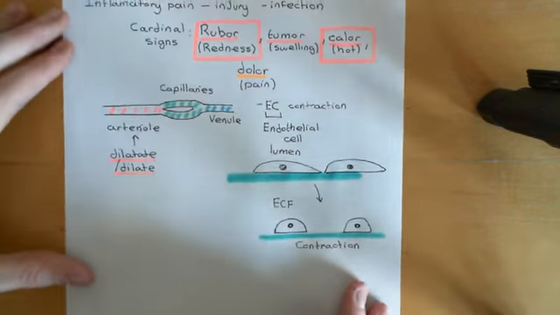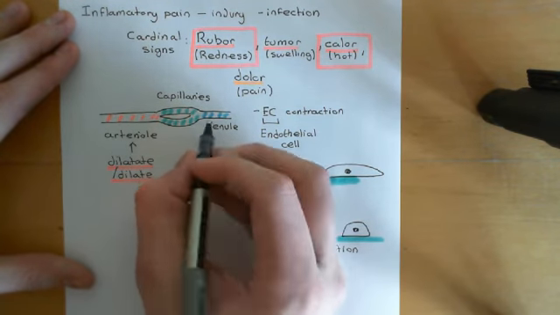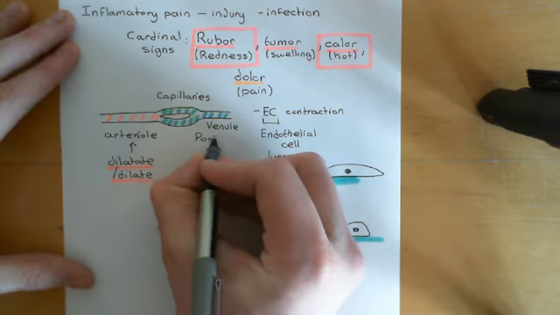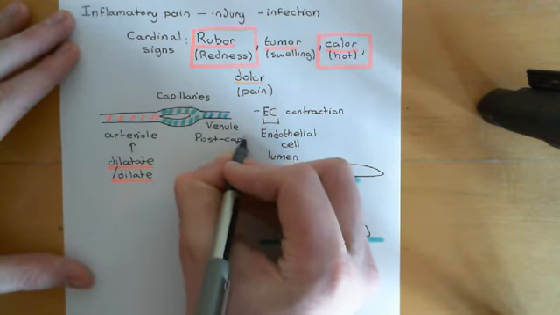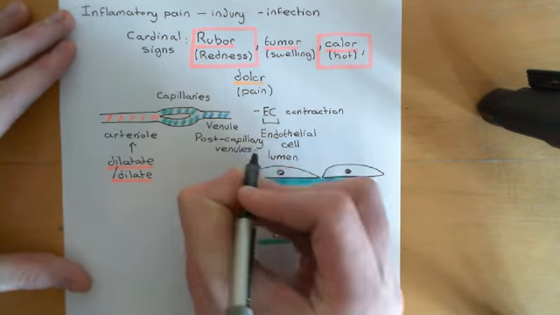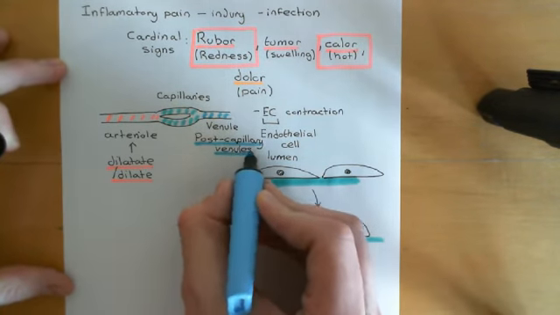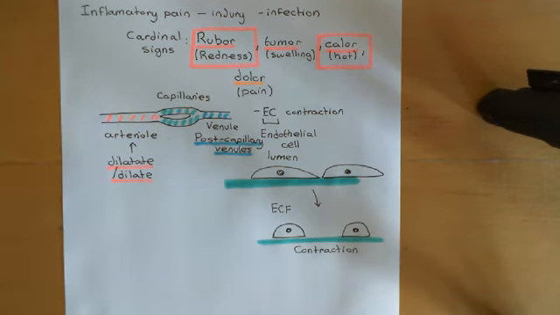I want to stress that this is going to happen not just in the capillaries, but also the venules just after the capillaries, and there's a special name for those tiny venules that are just after capillaries. They're called post-capillary venules. So you get endothelial cell contraction in the capillaries and the post-capillary venules. That allows fluid to leave the blood vessel lumen and go into the extracellular fluid, and it brings many proteins that would not usually be able to get out of the blood into that extracellular fluid.